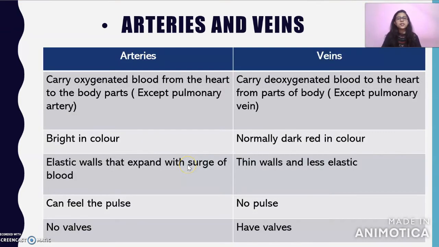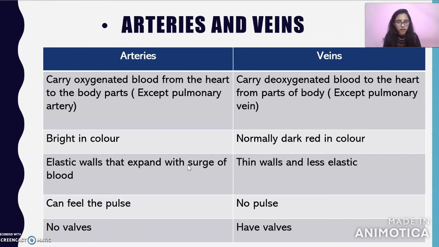Now, let us learn what are arteries and what are veins. Arteries are those that carry oxygenated blood from the heart to the other body parts, except the pulmonary artery. Only the pulmonary artery carries deoxygenated blood. Veins carry deoxygenated blood to the heart from body parts, except pulmonary veins, because pulmonary veins carry oxygenated blood. Remember, arteries are from the heart and veins are to the heart.